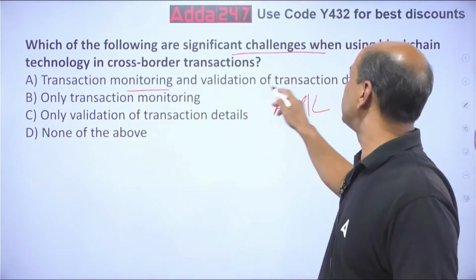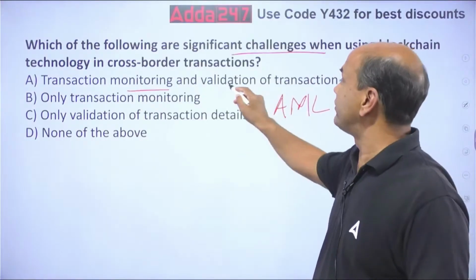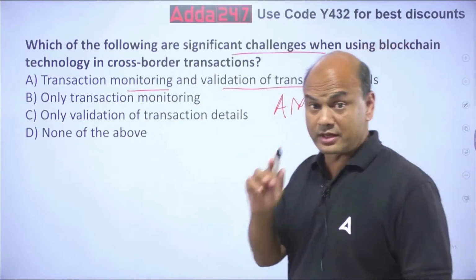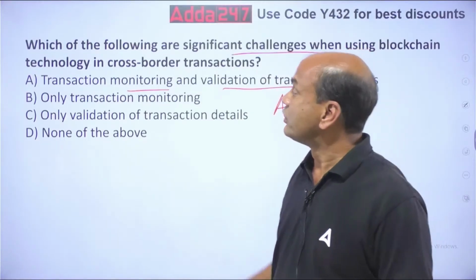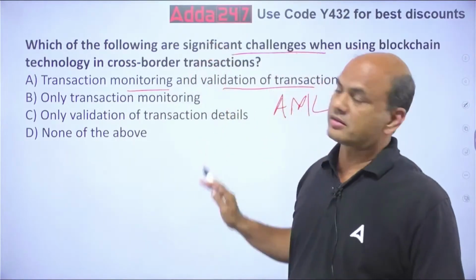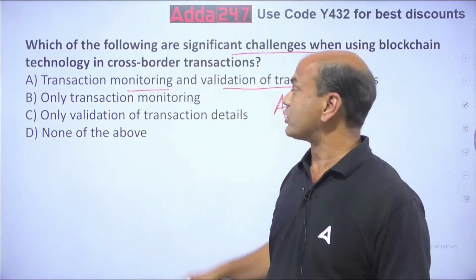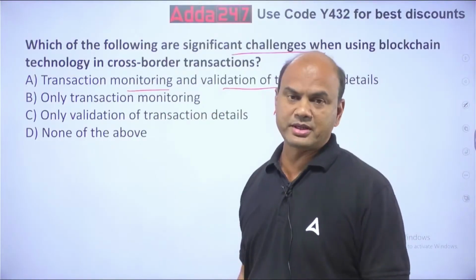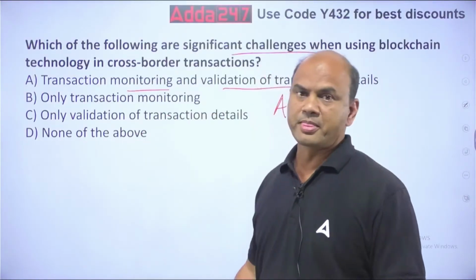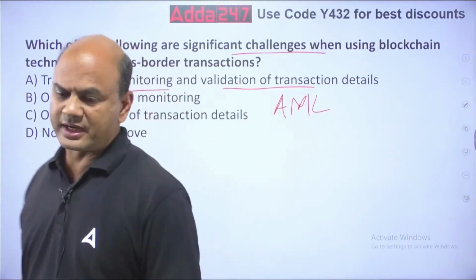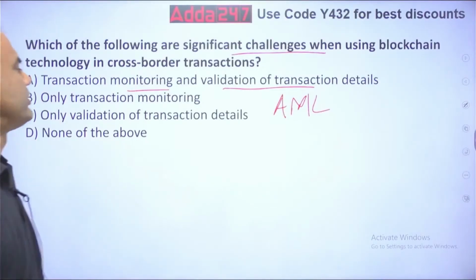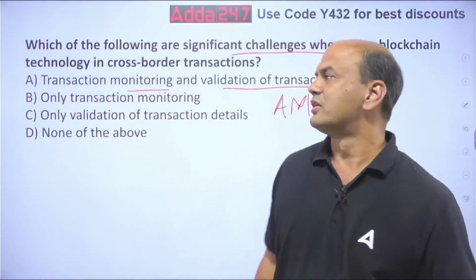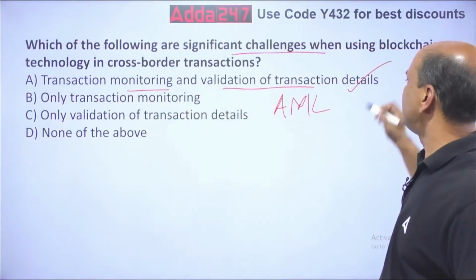Then, validation of transaction details. Validation means every transaction which comes, you have to validate it. Validate means check it, authenticate it. Only transaction monitoring is the biggest challenge, or only validation of transactions is the biggest challenge, or none of the above. So what do you think? Is A the right answer, or B or C? So the answer over here will be obviously both of them are important. Monitoring also and validation also, right?